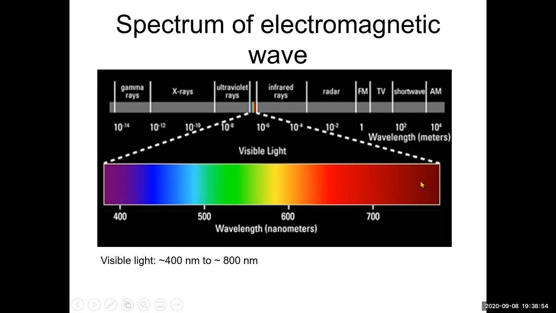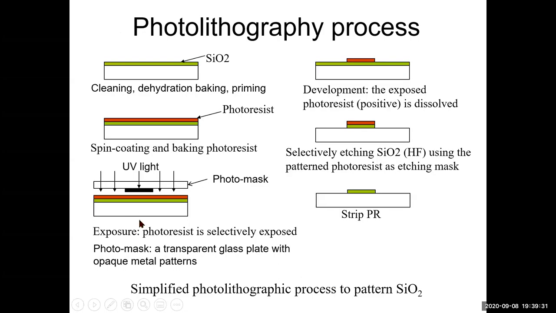And we can also see that the color around 800 nanometer is red. So for the light whose wavelength is longer than red, we call it infrared. So we have now both UV light and infrared light. Both of them will be used in MEMS fabrication. And for exposure, we use UV light. Any question?